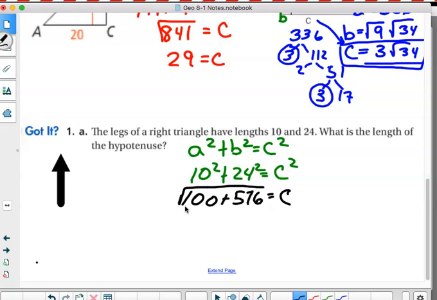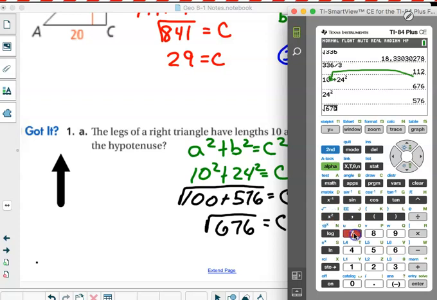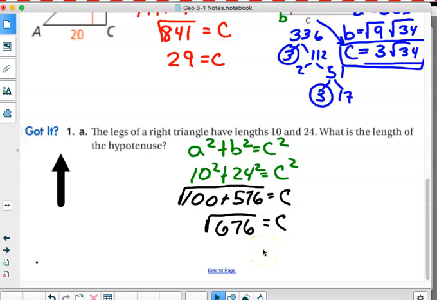I'm going to take the square root of that, which is the square root of 676 equals C. Now if I take the square root of 676 and hit enter, that is actually 26. So that's pretty darn nice. It's a perfect square.